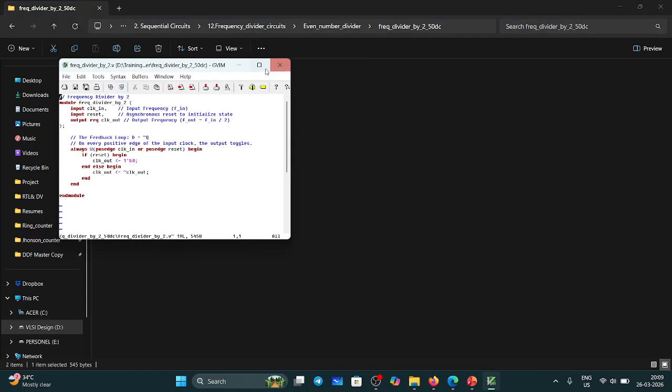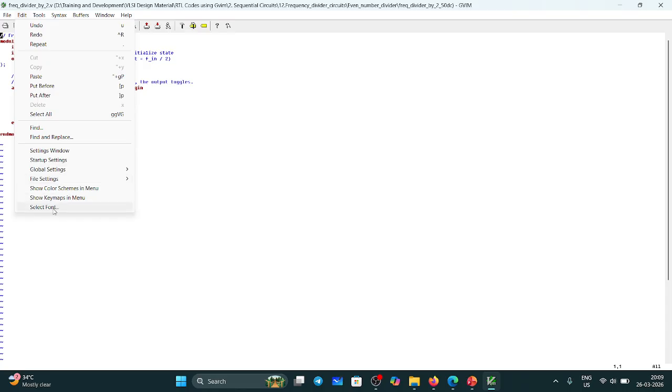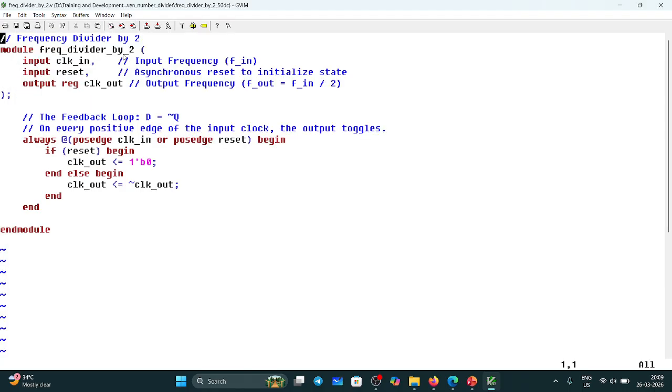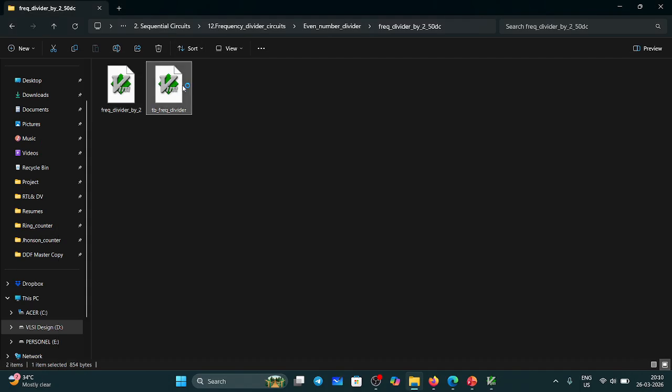So here, if you see the circuit, you see the program RTL code. Module frequency divide by 2, input clock_in, input reset, output reg clock_out. Always @(posedge clock or posedge reset) begin. If reset, clock_out equal to 0. Else begin, I need to toggle. That means clock_out equal to not of clock_out. Is it fine? Okay. So this is my code, and coming to the test bench.